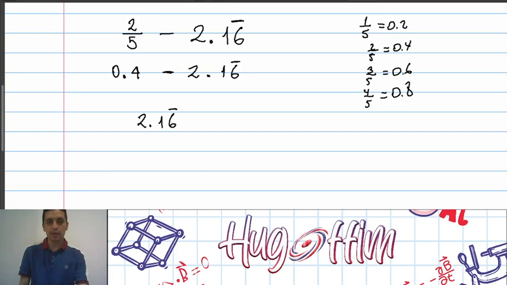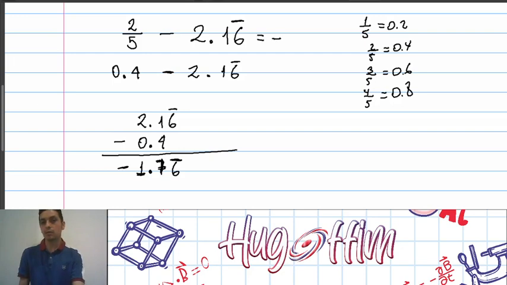2.16 periodic minus 0.4. In this case, this 6 periodic means 6, 6, 6, 6, 6. So this 6 periodic minus 0 is going to be 6 periodic. 21 minus 4 is going to be 17. So I'm going to get 1.76, negative, so it will be minus 1.76 periodic, and that's it. And you did your subtraction using decimals.